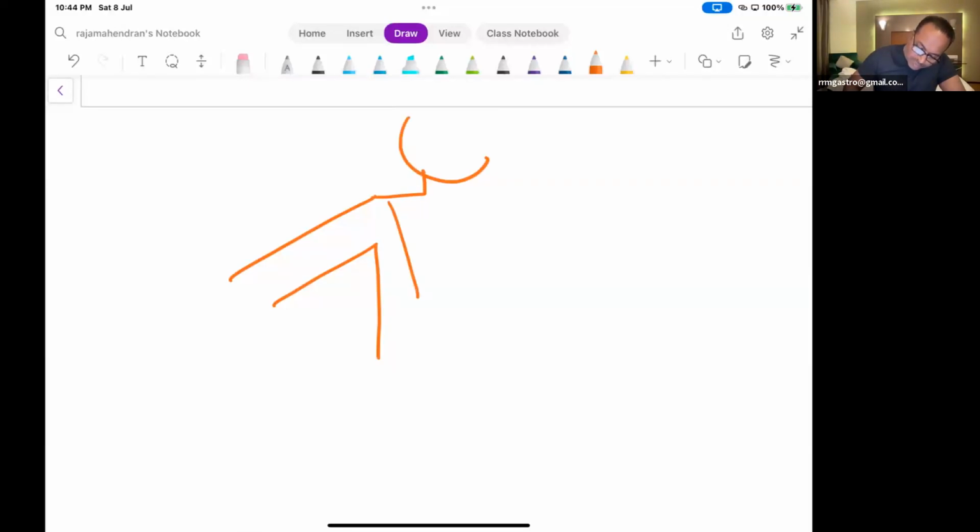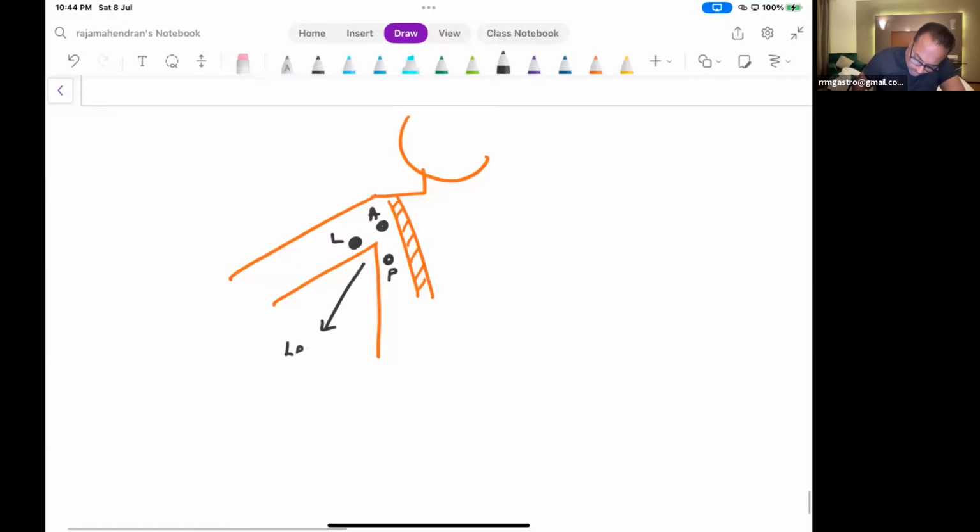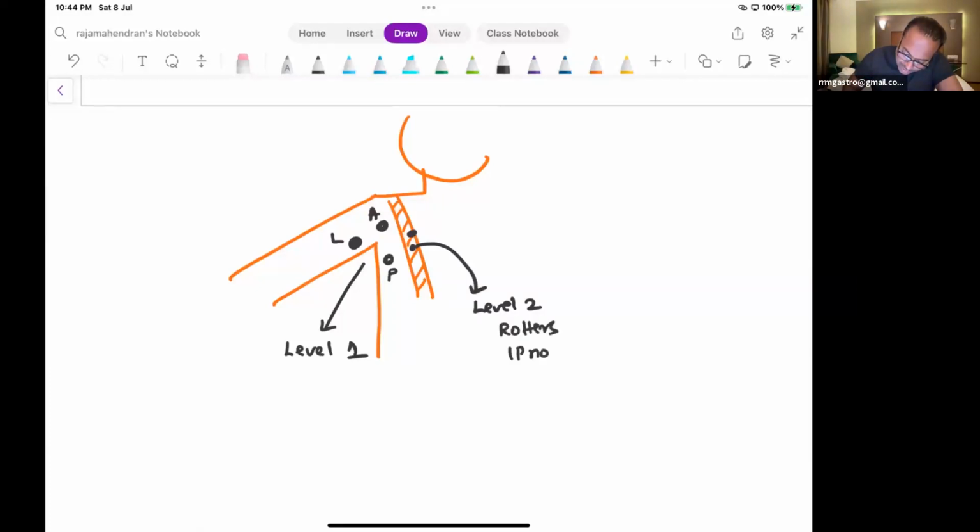So this is the pectoralis minor muscle. Nodes lateral to the pectoralis minor are the anterior group, posterior group, and lateral group. So anterior, posterior, lateral groups come under level 1 nodes. Behind the pectoralis minor are known as level 2 nodes. Level 2 nodes are at the pectoralis minor level: Rotter's nodes, interpectoral nodes, and the central group of nodes come under level 2.